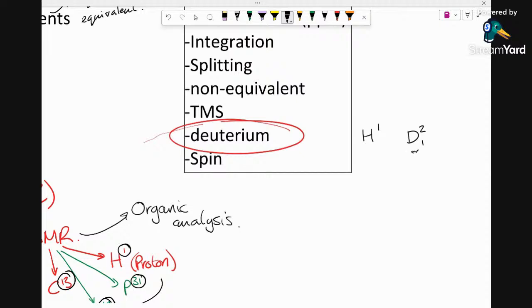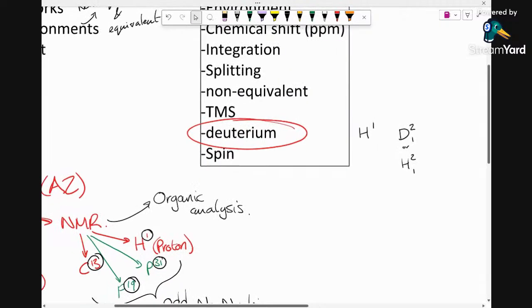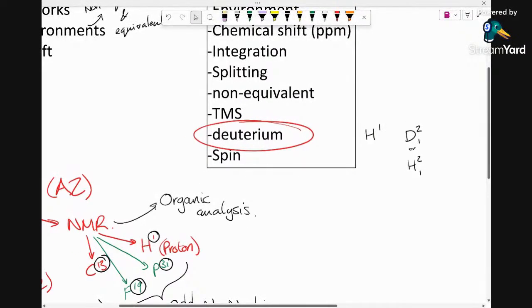You can actually do H2 and 1, but we actually give it its very own symbol. And that symbol is D, standing for deuterium, which is an alternative name for heavy hydrogen. So we actually use the symbol D here for this.